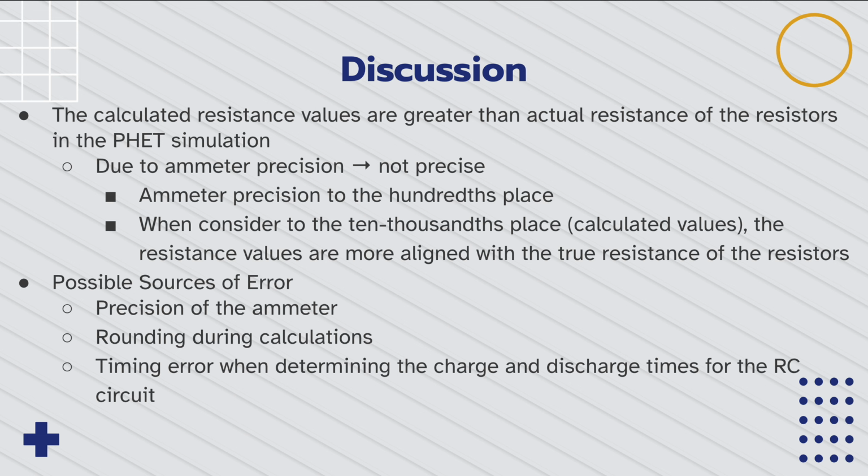Note that the calculated resistance values are greater than the actual resistance values due to the lack of precision in the ammeter in the simulation. In addition, there are other sources of error which may include rounding errors during calculations and timing errors when determining the charge and discharge times for the RC circuit.